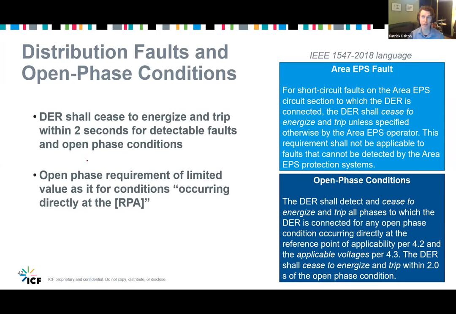So if it's a three phase system and one of the phases drops to the ground, but it's on the utility side, so the DER doesn't see a fault, that'd be an open phase condition. And if it occurs right at the reference point of applicability, then the DER needs to detect it. It's of limited value because it's defined as directly at the RPA. And that's probably not very common for the condition to actually occur right there.